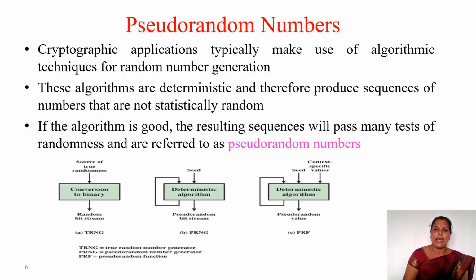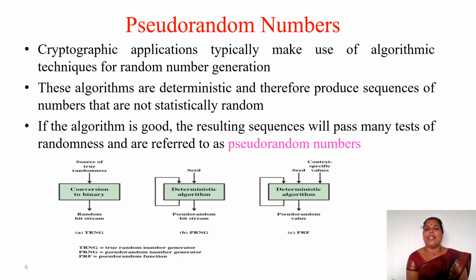So if the algorithm is good, the resulting sequences may pass many tests of randomness and are referred to as pseudo random numbers. Say for example, in the Miller-Rabin primality test, we are just checking whether the number is prime or not. But while testing the primality, in one case we tell it is a composite number, and in the other case we are not telling it is a prime. It may be a prime number. Likewise, here also, the generated random number has to pass many tests, and it tells that it is a random number. So statistically not random, but it is a random number. Likewise, it is passing some randomness tests, and we are calling it a pseudo random number.